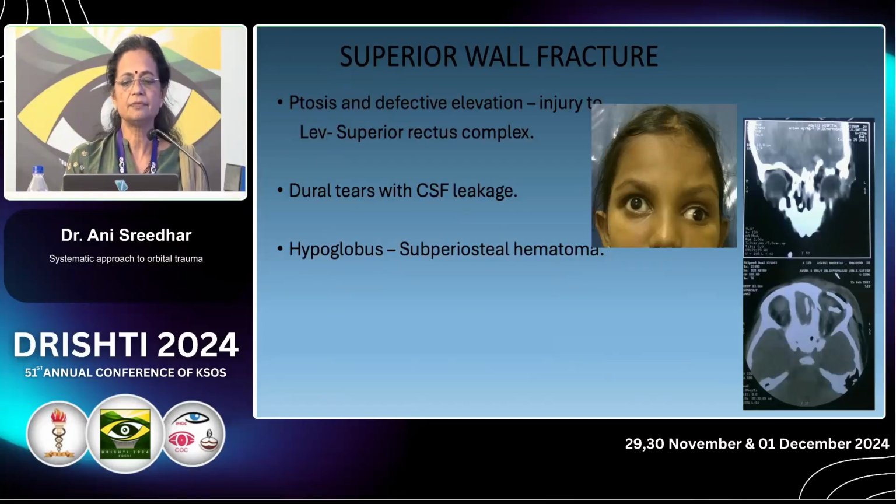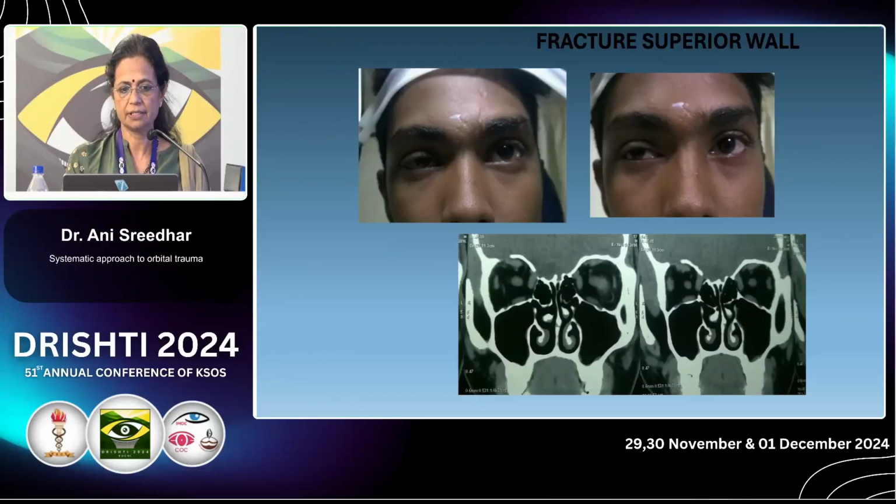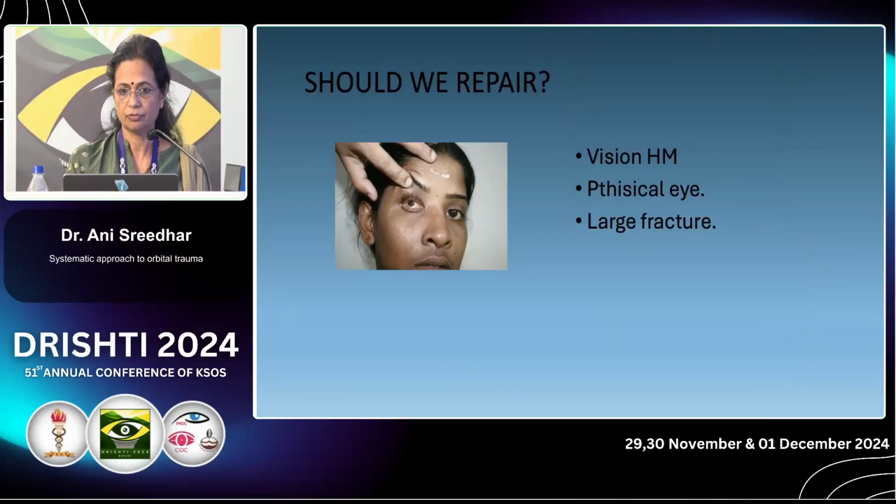Superior wall fracture: when the patient comes with ptosis and defective elevation, you have to think about superior wall fractures. This is another superior wall fracture with enophthalmos. All these were detected only on imaging for enophthalmos. When the vision is hand movements, a sightless eye, and a large fracture, I don't think I'll repair it, I'll just put in an artificial eye.